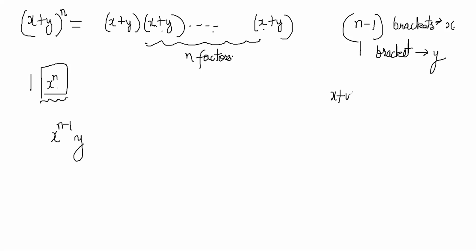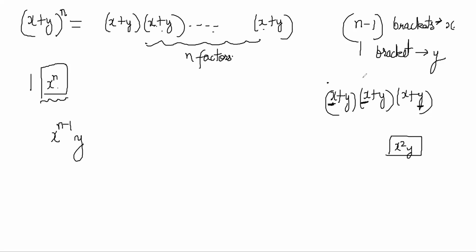What I mean is, suppose you have x plus y, x plus y, x plus y. Suppose I selected this bracket, I will take an x, this bracket, I will take an x, and let's say I multiplied with a y, then I will get an x square y term. But I could have selected this bracket and this bracket as x and this as the y, which will give another x square y. And I could have selected this bracket and this bracket as x, this one as y, and that will give another x square y. So there are basically three ways in which you could have gotten the x square y term. That's why you got a 3 coefficient there.